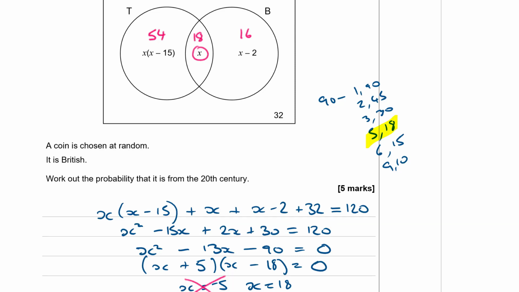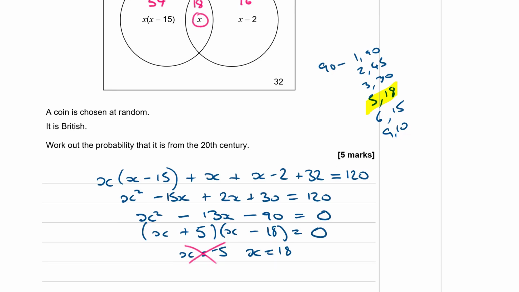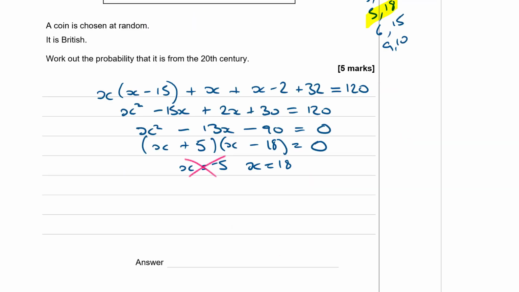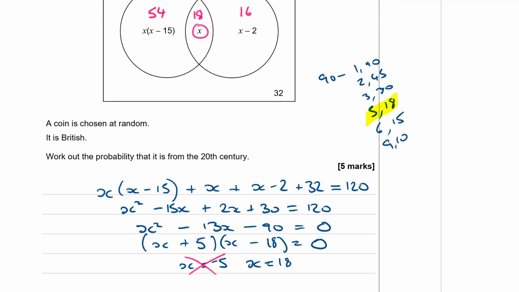Okay, but have we finished yet? A coin is chosen at random. What is the probability that it is British? Okay, so we haven't quite finished yet. We need to work out a probability. Work out the probability that it's from the 20th century.